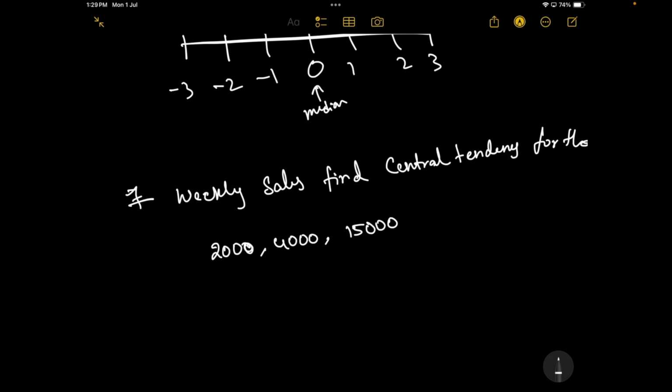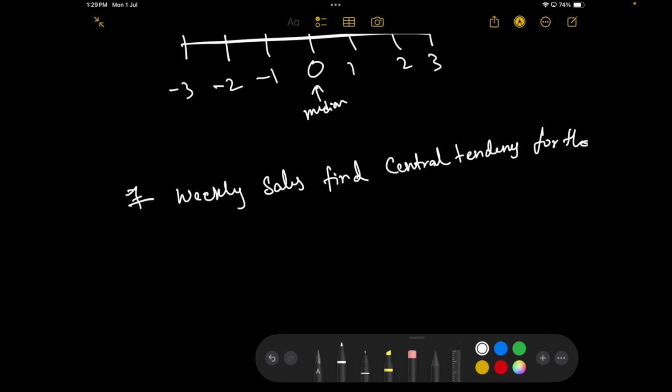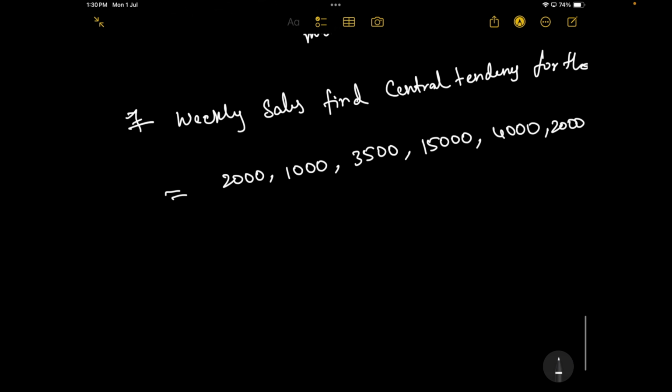Sorry, I'm going to take another example. I made 2000 rupees, and I'm making 1000 rupees on day two, and on day three I made 3500. And 15,000 I made here. And again I made 4000 rupees, and then I made 2000 again. So this is my sales in a week. My company is an XYZ company, so it made sales like this. It can be any type. This is our example, to find the mean, median, and mode.